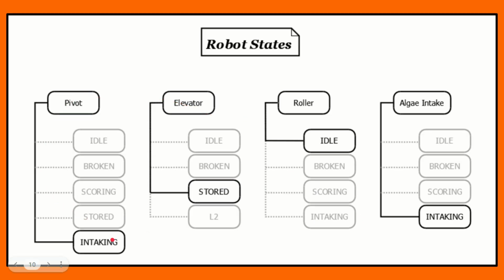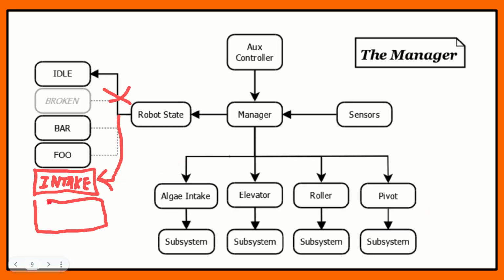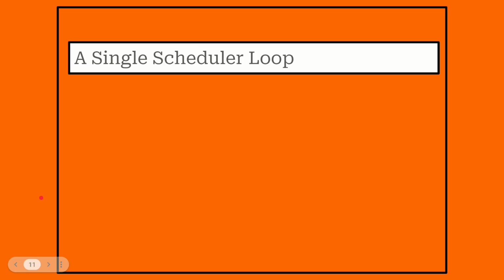So the pivot will start to move toward its intaking position, the elevator will go down and be stored if it was up, or just stay stored. Because remember, if set desired state is being set to something it's already in, it just stays there. It doesn't change anything. The rollers will be idle, it'll stop rolling, because again, the rollers are on the elevator, they're supposed to de-algify the reef, and our algae intake is going to start rolling to try and pick up the algae off the ground. So that's pretty much how the manager works.